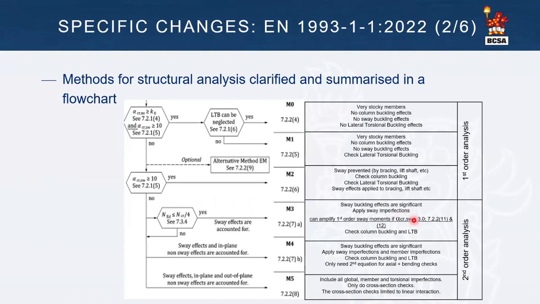If you now look at paragraphs 11 and 12 in section 722, which are very similar to the corresponding clauses in section 5 in the current part 1.1, it is saying that if you have an alpha-cr,S of 3 or greater, and if the failure mode is broadly similar to the first elastic buckling mode of the structure, then you can just use amplified first order sway moments, and that should be sufficiently accurate to assess the second order effects on the structure.